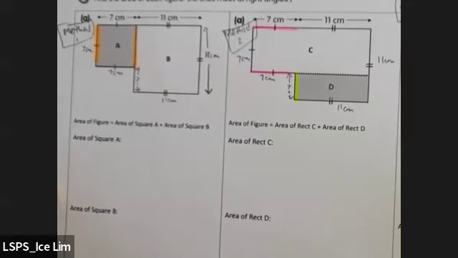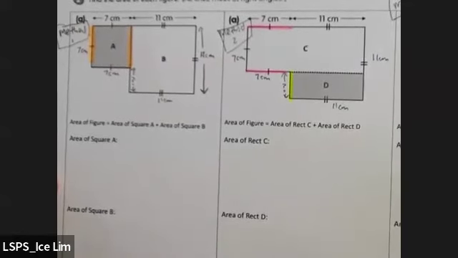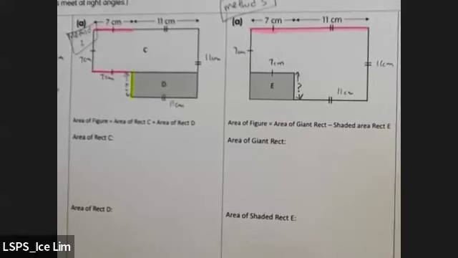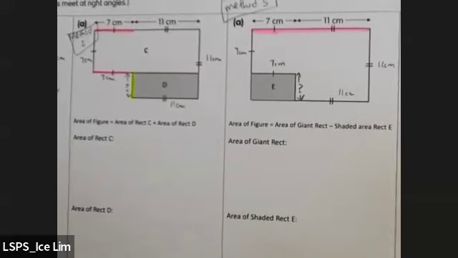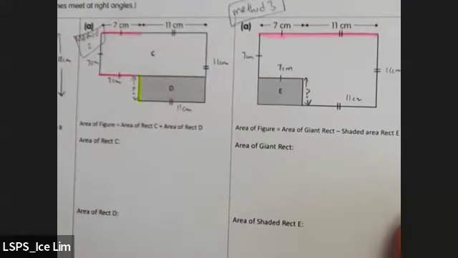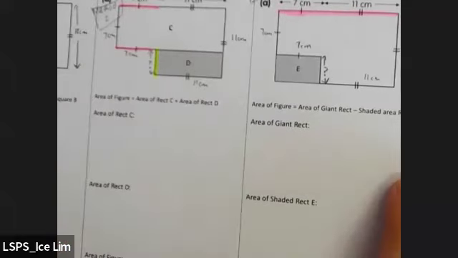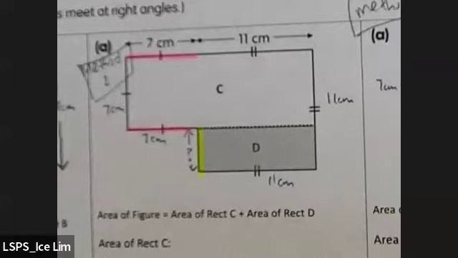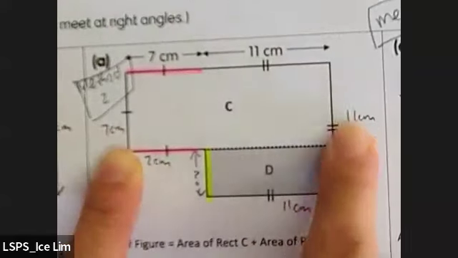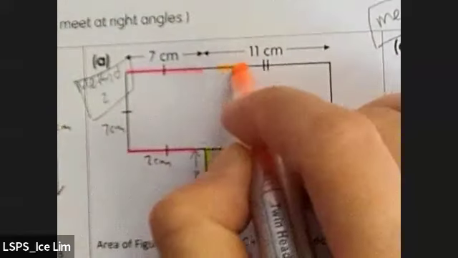Three minutes left. You have 11 here, and then you have 7 here, then what is this meaning? Right? This is 11, so this is 11.